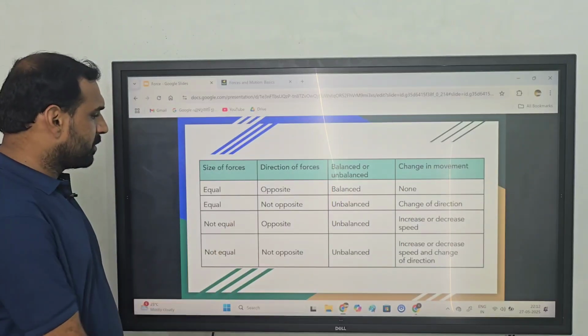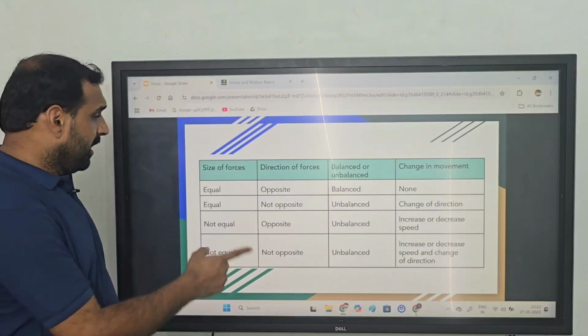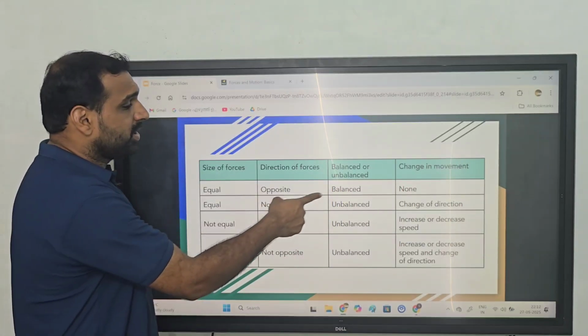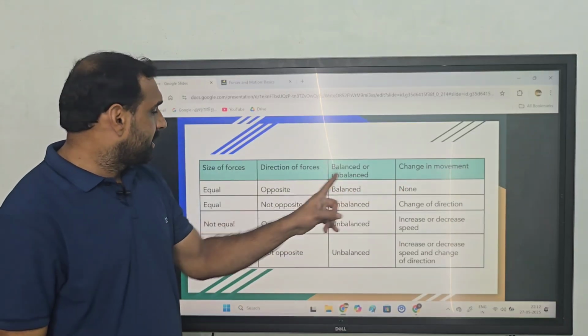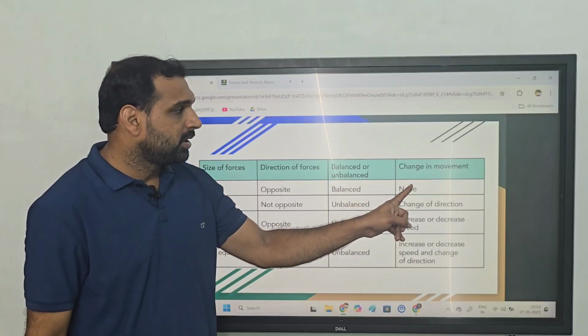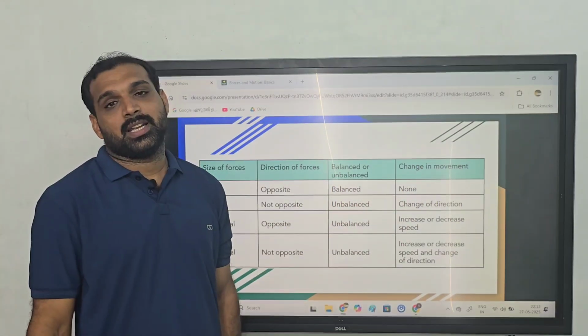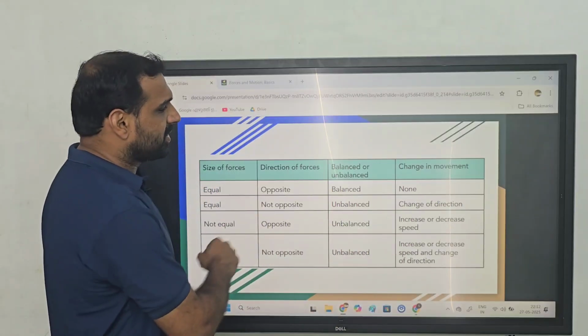What are balanced forces? What are unbalanced forces? If they are equal and opposite, they are balanced forces. If they are not equal or not opposite, they are unbalanced forces. And what can they do? Balanced force cannot change movement; it can only change the shape. Unbalanced force can change the direction. Just like that, it's just a summary.